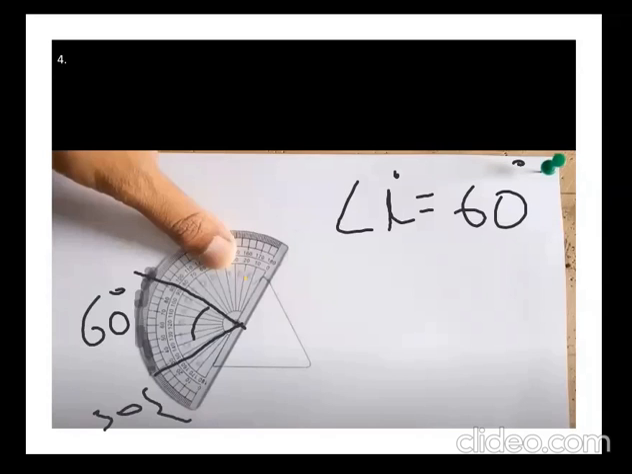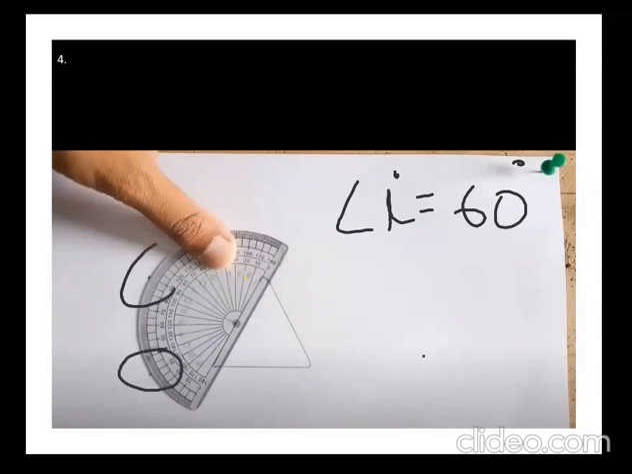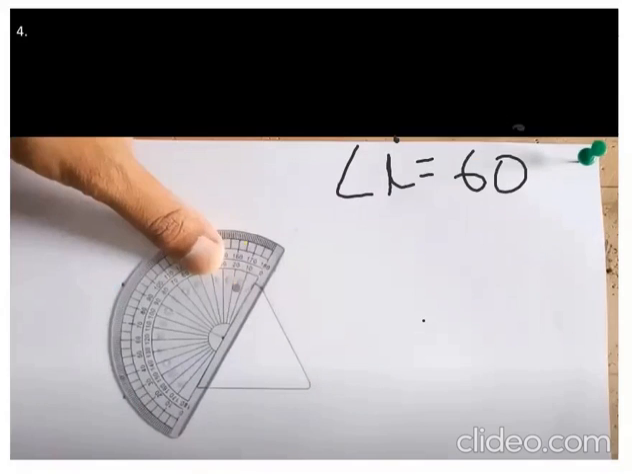Right children? So we have marked with the help of protector. We have made here 2 marks. First is at 90 degree and other is at angle of incidence 60 degree. These are the 2 marks which we have drawn, right? Now let's go for the next step.